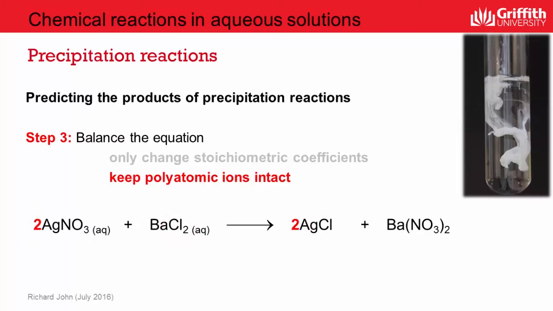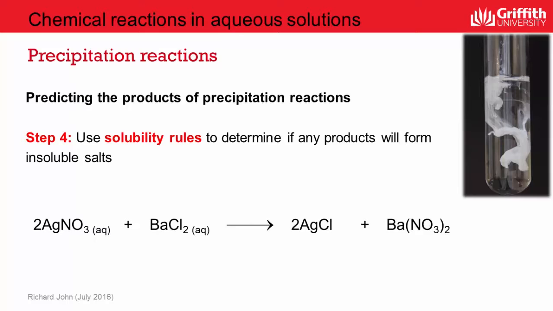And so to balance this equation here, if I put a big 2 out the front of the silver nitrate on the left hand side and a big 2 in front of the silver chloride, you can see here now that I've got 2 silvers on each side, I've got 2 nitrates on each side, I've got 1 barium on each side, and I've got 2 chlorides on each side. So this equation is now balanced.